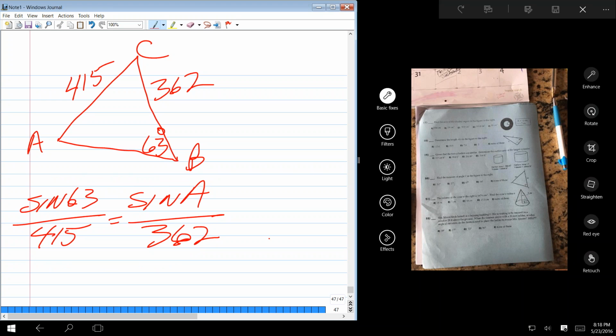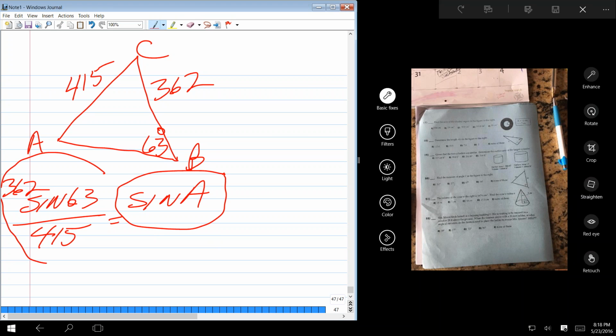So you do sine 63 times 362. That's equal to sine of A. We don't need to cross multiply. Notice that if we were to have cross multiplied, I would then have to immediately divide by 415. So cross multiplying is kind of self-defeating. Now we have the sine of A equal this number.